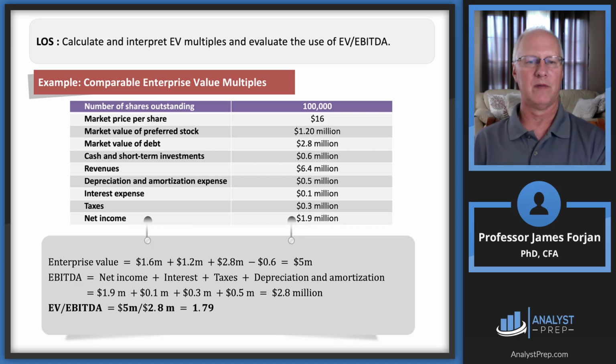So the market value of the equity, 1.6 million. Where did I get that? Okay, so market price per share, 16, times the 100,000 outstanding shares. So that's 1.6 million. Add the market value of the preferred stock, add the market value of the debt, subtract out the short-term investments. So you get 5, right? There's the enterprise value. And then we can get some measure of operating income, EBIT, and then add back depreciation and amortization. So you do all that. And so there's the EBITDA multiple of 1.79.